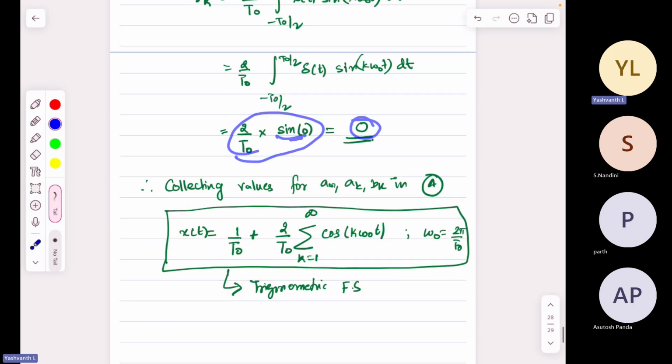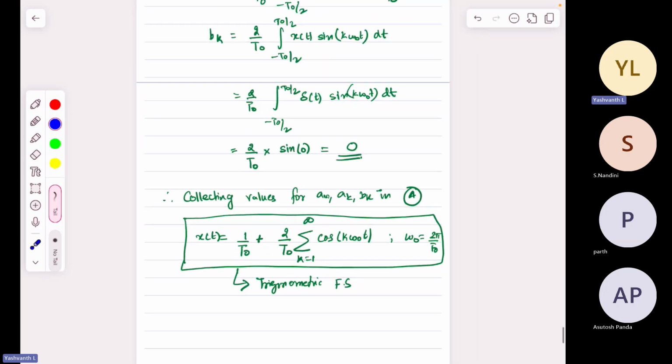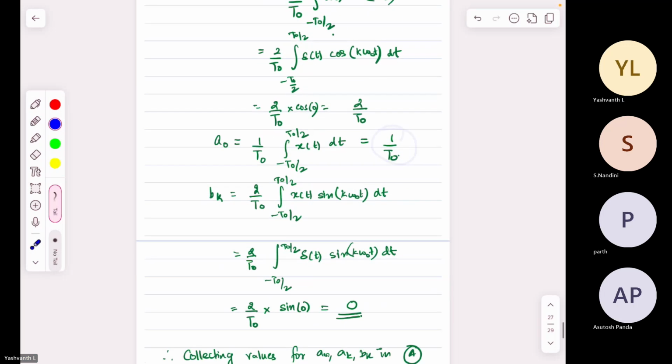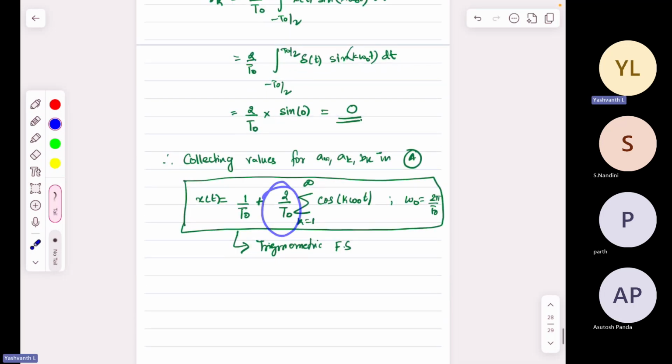Therefore, it has only cos terms. Putting all the values, x of t is equal to 1 by t naught plus 2 by t naught times the summation over k equal to 1 to infinity of cos k omega naught t, where omega naught is equal to 2 pi by t naught. Why? Because a0 was 1 by t naught and ak was 2 by t naught. Now this is the trigonometric Fourier series. Again, you see that only cos terms are there, no sine terms.